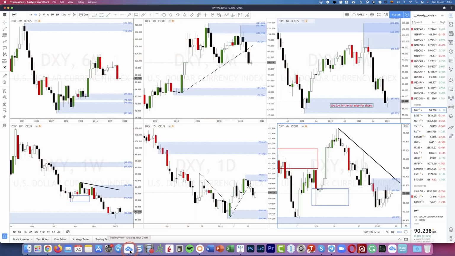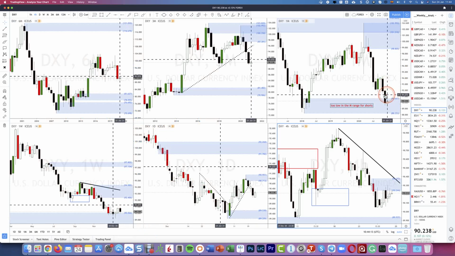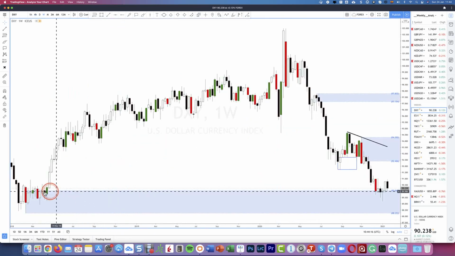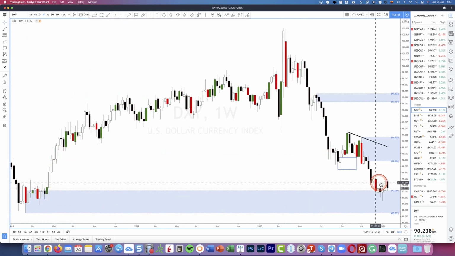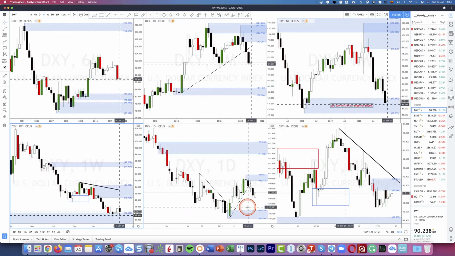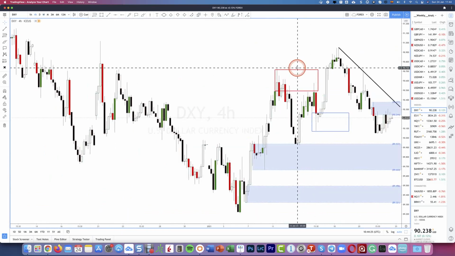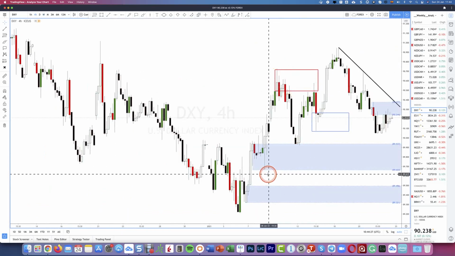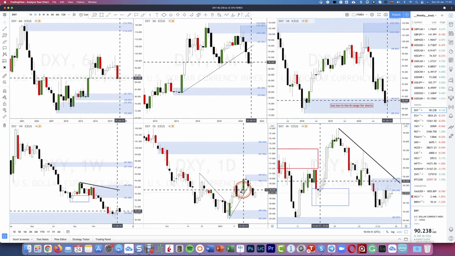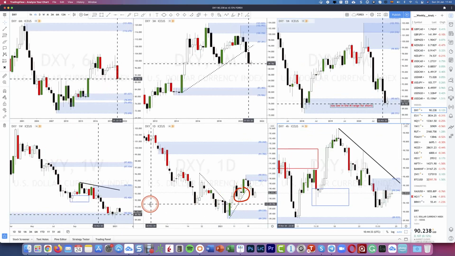Okay, let's start with the dollar index. We have monthly and weekly area of demand in control, strong area, going short in smaller time frames is not allowed. That's why we saw that our area of supply was eliminated. We had a new area of demand over there, but the bullish impulse here was very poor.